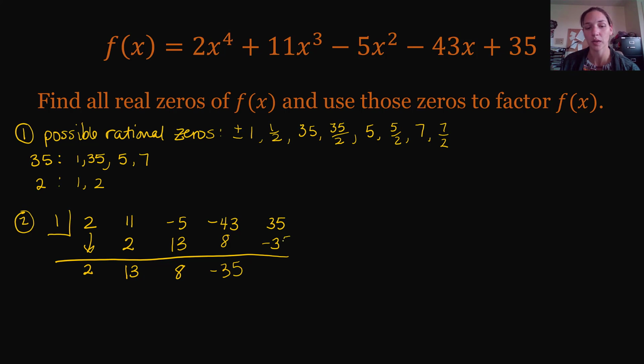Negative 35 times 1, this worked. I did this on accident. I didn't mean for that to work. Whoops. Okay, so it worked. So this is good. This is where we want to be. That means 1 is a 0. That worked out well. Now we're going to need to try something else.